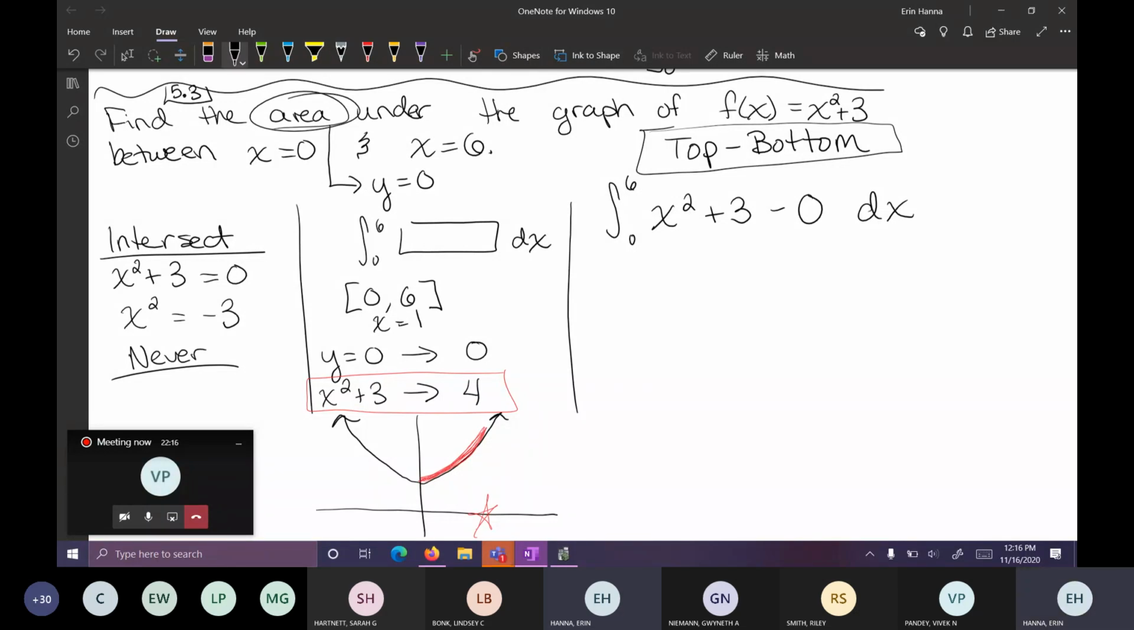So if I want to do this by hand, we would find our antiderivative first. So we'd have x cubed over 3, or bring it out as 1/3, because remember that would be add 1 to the power, divide by the new power. Antiderivative of 3 is 3x.